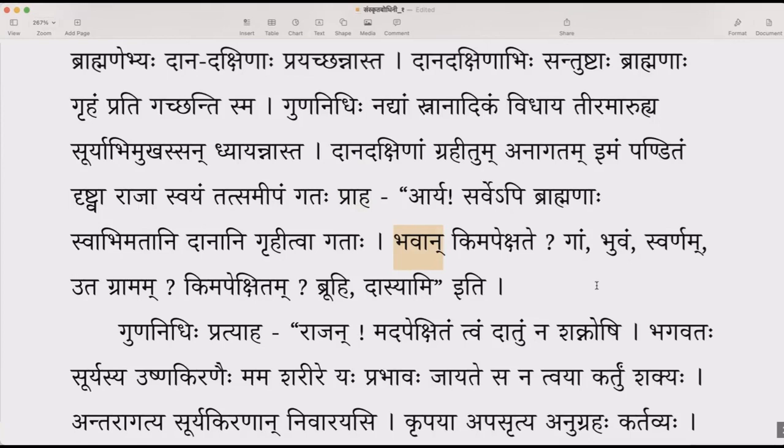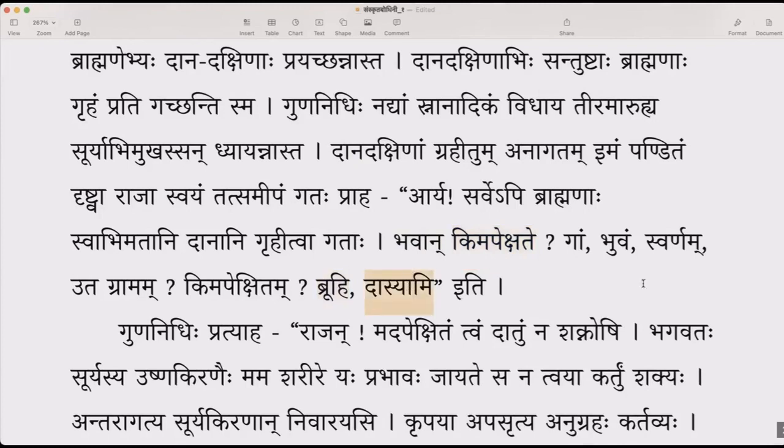Apekshitam bruhi dasyami iti. Ask and I will give you. Kim apekshitam, what is expected? If you see here, bhavan kim apekshate is directly asking him, what do you want? There is a usage called upekshitam, which means ignore. Apeksha is expect. Upeksha is ignore. Okay. Bruhi, dasyami, I will give.